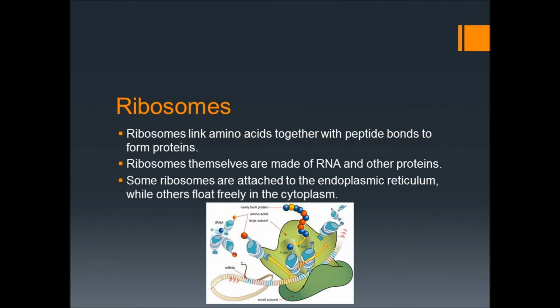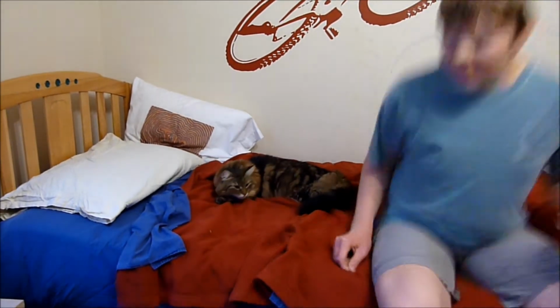Ribosomes link amino acids together with peptide bonds to form proteins. Ribosomes themselves are made of RNA and other proteins. Some ribosomes are attached to the endoplasmic reticulum, while others float freely in the cytoplasm. It is actually us who do this, because we use tools to build things.